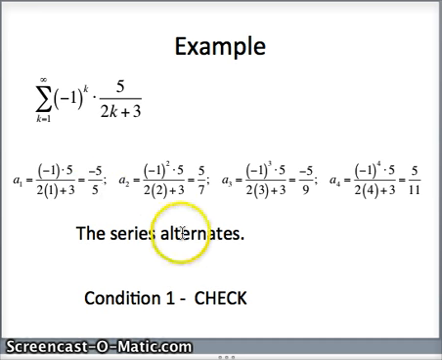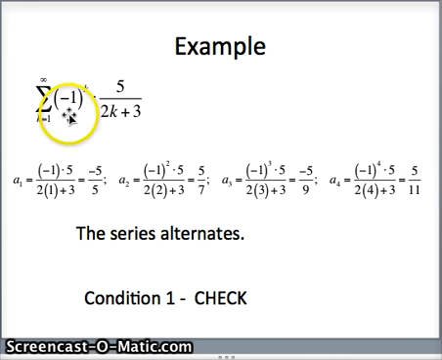Just to show you, I went ahead and plugged in various values for k. Plugging in 1, (-1) to the first times 5 over 2 times 1 plus 3 is -5 over 5. Plugging in 2, (-1) squared times 5 over 2 times 2 plus 3 is +5 over 7. Plugging in 3, (-1) cubed times 5 over 2 times 3 plus 3 is -5/9. Plugging in 4, (-1) to the fourth is +1, times 5 over 2 times 4, which is 8, plus 3 is 11. I just wanted to show you how it's alternating: -5 over 5, 5 over 7, -5 over 9, 5 over 11.